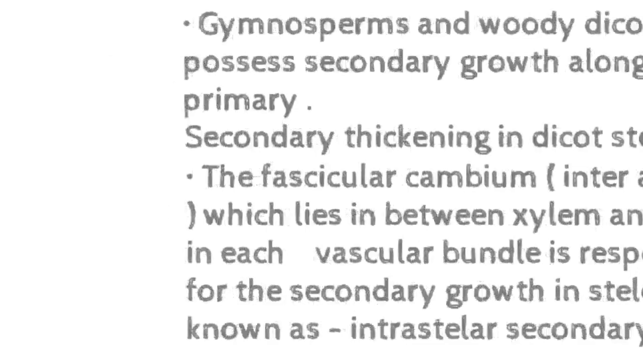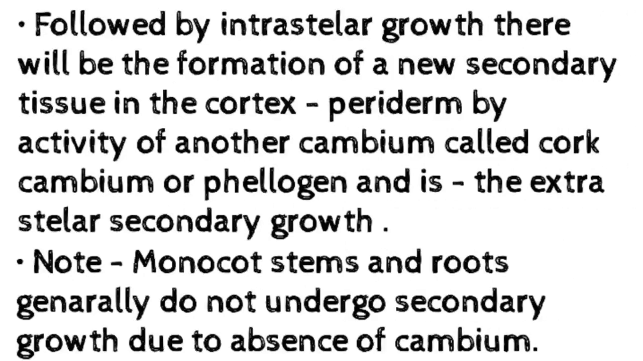Secondary thickening in dicot stems. The fascicular cambium, inter and intra, which lies in between xylem and phloem in each vascular bundle, is responsible for the secondary growth in the stele and is known as intrastellar secondary growth. Followed by intrastellar growth, there will be the formation of a new secondary tissue in the cortex, the periderm, by the activity of another cambium called cork cambium or phellogen, known as extrastellar secondary growth. Note: monocot stems and roots generally do not undergo secondary growth due to absence of cambium.